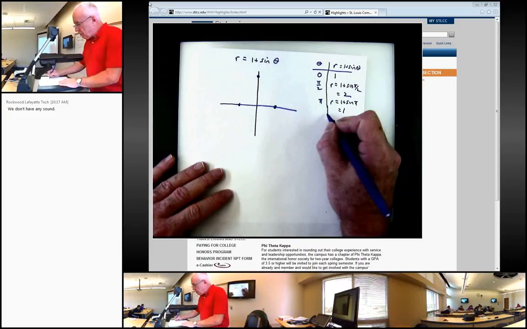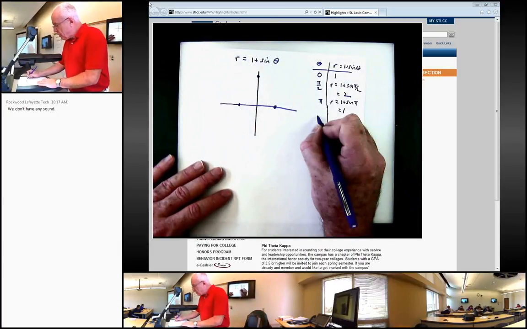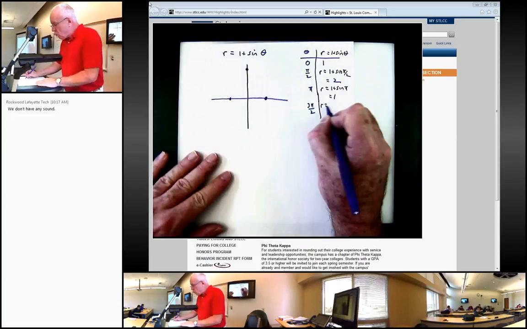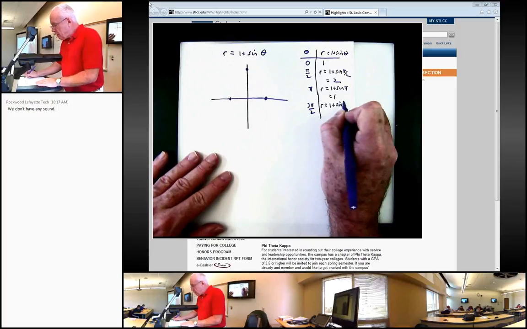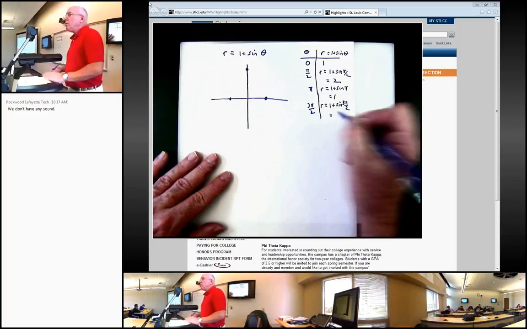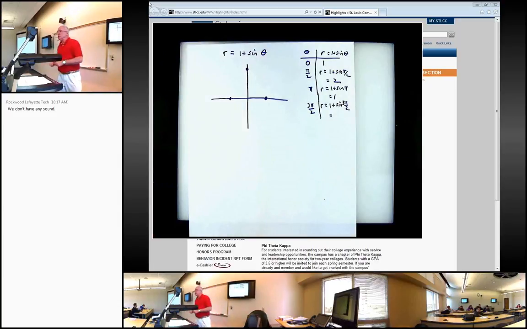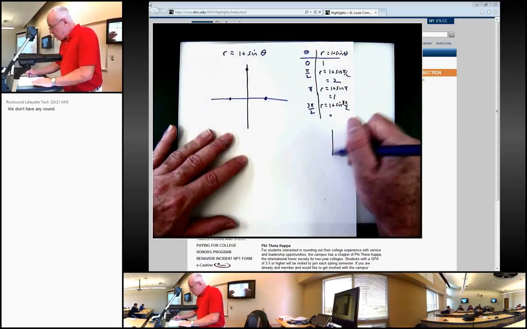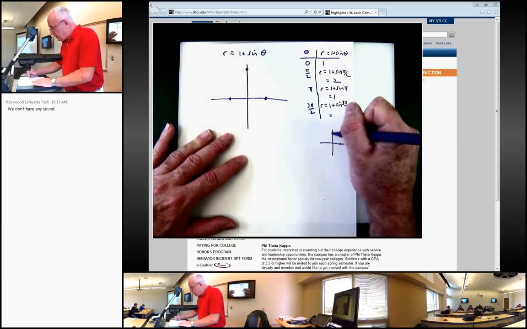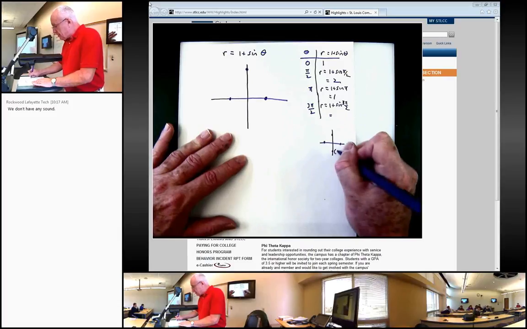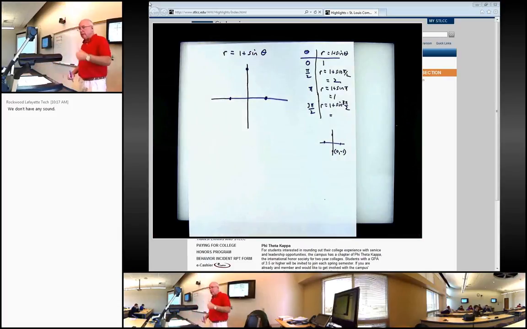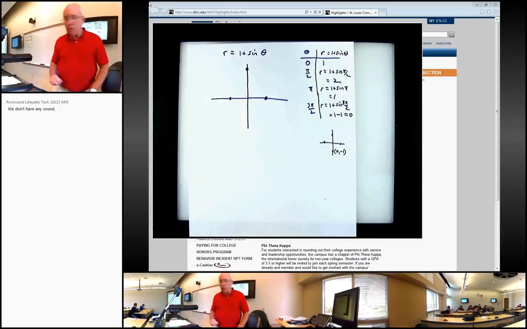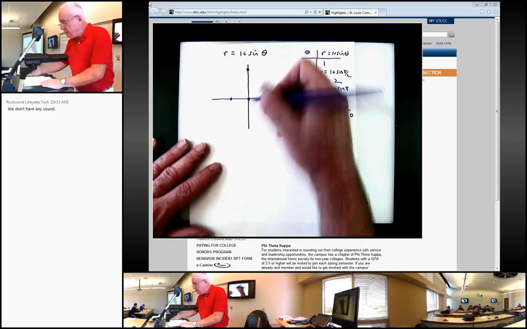And then finally, let's look at 3 pi over 2, 270 degrees. And r then is 1 plus sine of 3 pi over 2. But what's the sine of 270 degrees? Negative 1. Remember our little unit circle thing right here. At 270 degrees, x is 0, y, which is the sine, is negative 1. So this is 1 minus 1. So at that angle, our r is equal to 0. So we're going to go back up into here.